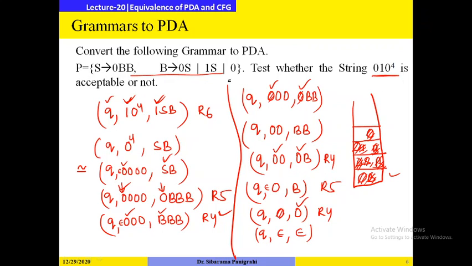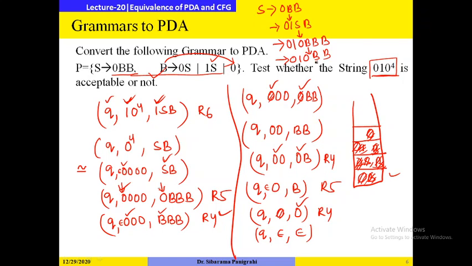Is that clear? Now you see the same string you can also derive by using this context free grammar. How will you derive it? S gives 0 B B. Now in place of this B, if you use B gives 1s, what will you get? 0, and in place of this B, 1s, then B. Now in place of this S, if you use 0 B B, you get 0 1 0 B B B. Now in place of this B, if you use 0, you get 0 1 0 B B.